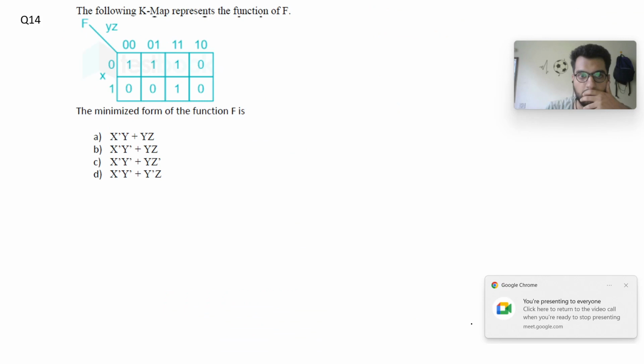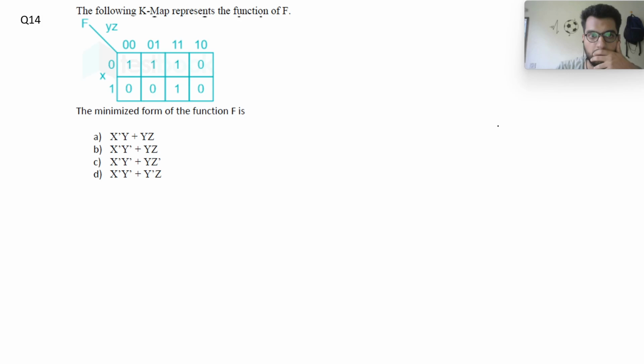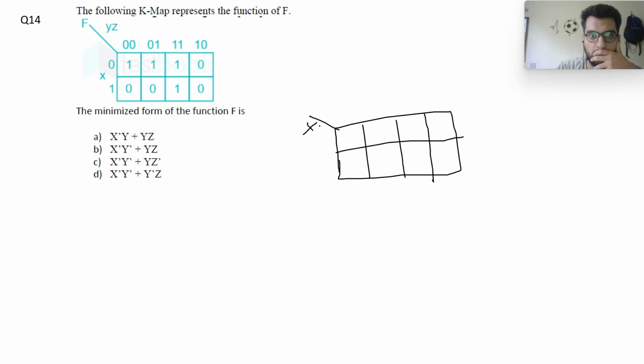The question 14 asks us: the following K-map represents the function f. So if I say a function f of xyz, we need to write the minimized form of the expression. So I'll construct this K-map here. I don't want to write here. This is x and this is yz: 00, 01, 11, 10, and 0 and 1 for x.